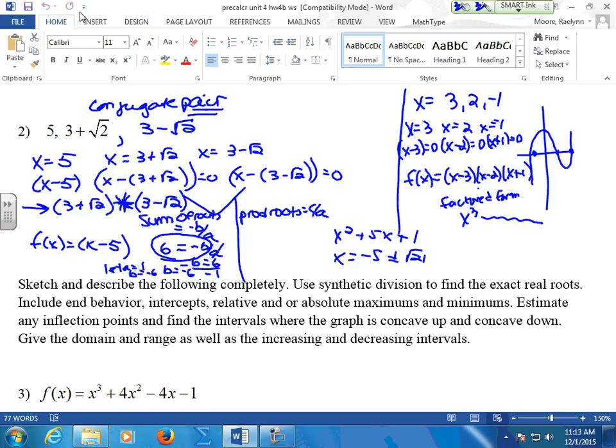We did the sum. Now we're going to do the product to find C. The negative 6, that's your B right now. We know what A is. We know what B is. We got to find C so we can make a quadratic. We're working ourselves backwards. Well, we're finding C right now.